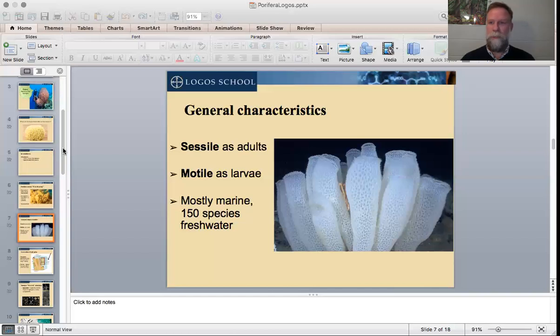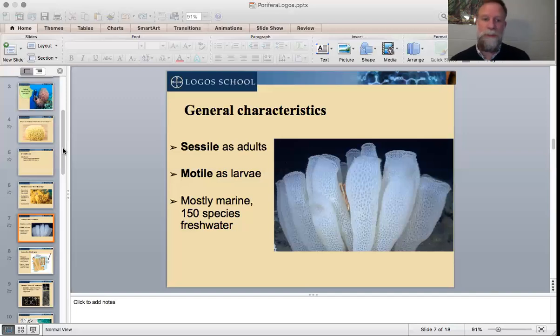So, general characteristics of this group, Phylum Porifera. And this goes along with chapter 21 in your text. They are sessile as adults. They are locked down. They glue themselves to the seafloor. Many marine invertebrates have this similar strategy where they're motile as larvae and they settle on a hard substrate. They need a hard substrate to latch onto, and then they'll grow into a mature form. And you can see the mature form, this is a certain species of glass sponge right here. Glass sponge, you'll find out why in a moment.